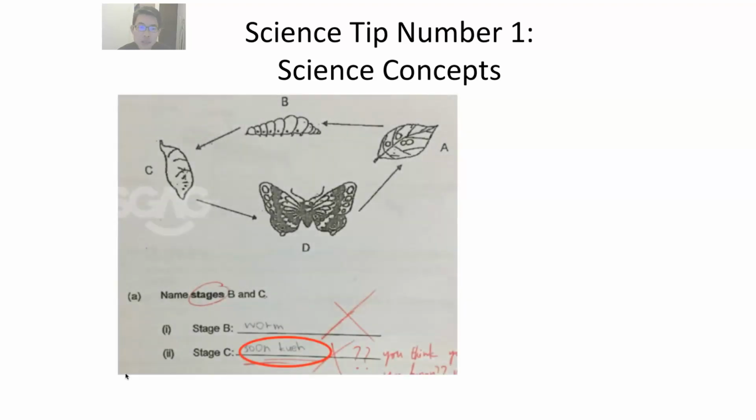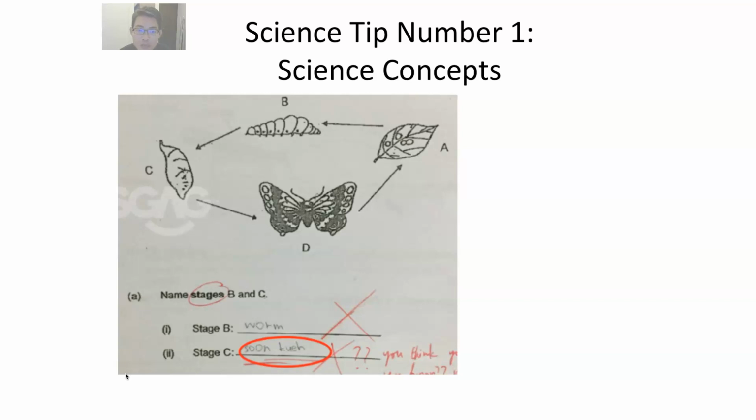Now let's take a look at this question. This clearly, for those who are familiar with this and those who have studied, is a life cycle question. And the question is very direct. Name the stages B and C. And the expected answer for B will be, this is a 4-stage life cycle of a butterfly. B clearly is a larva stage, and C clearly will be the pupa stage before it transforms into an adult butterfly. But look at what the child wrote.